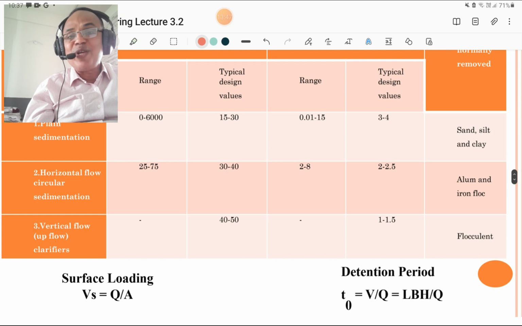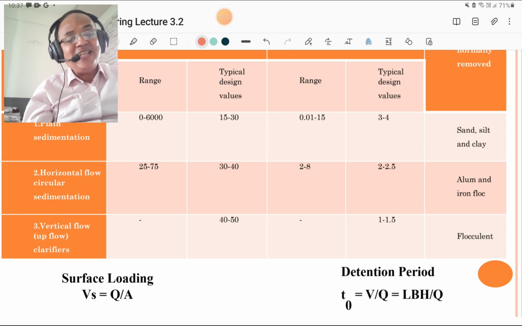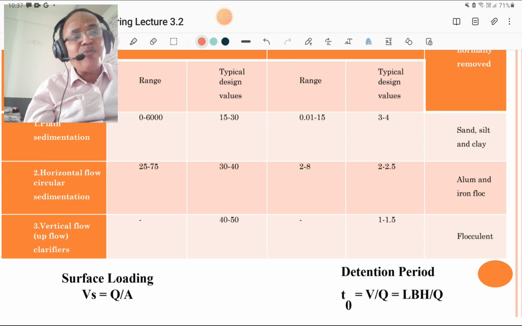We calculate the surface loading by the formula Vs is equal to Q by A. You know that velocity is equal to discharge divided by area, and detention period is equal to V divided by Q, where volume V means L into B into H, divided by Q, the discharge. So you must know these formulas.